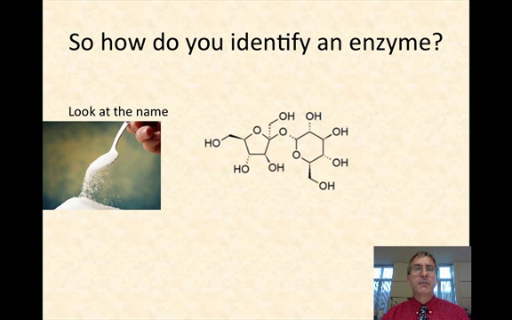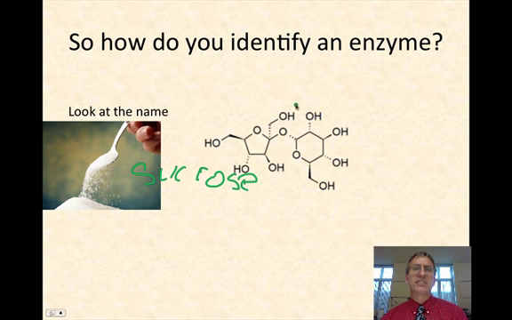Now, can you identify an enzyme? There's a little trick to being able to do this. We look at their names. Here's good old table sugar, sucrose, a disaccharide. And we'll write that word out here. Here is the molecular formula for sucrose, its structure written out. Here's our fructose, and over here is our glucose.